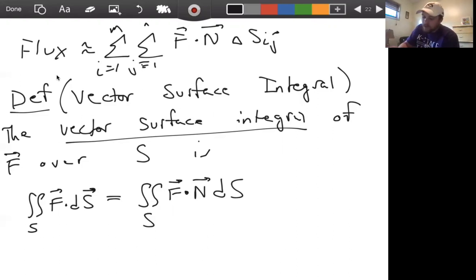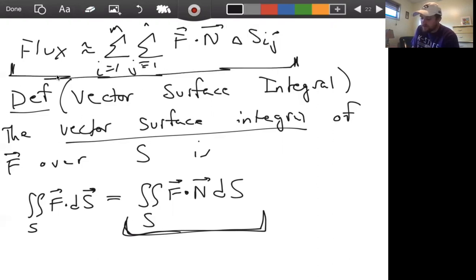And where did this come from? Well, you can see here, this formula is exactly what we would get by taking the limit of this approximation of flux as m and n both tend to infinity. And we can see why the vector surface integral is calculating the flux of a vector field through a surface S.